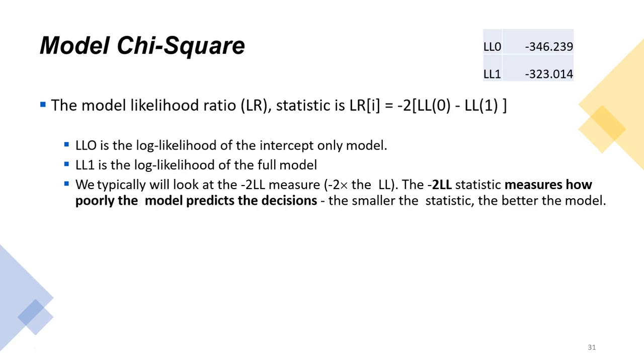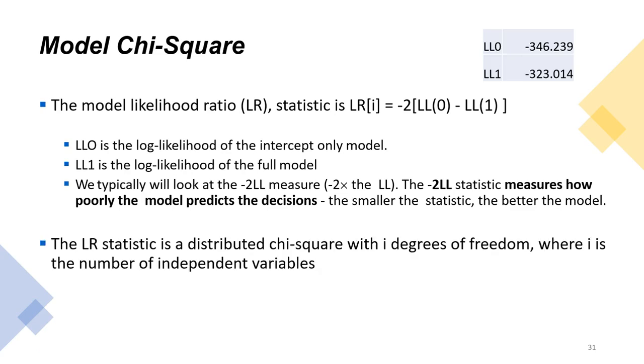As I mentioned earlier, to estimate the parameters, we will use the maximum likelihood estimation process. And when you do that, one of the outputs you get is the log likelihood metric. The model likelihood ratio takes the difference between the log likelihood of the model with only the intercept and the log likelihood of the full model, and then multiplies it by 2.